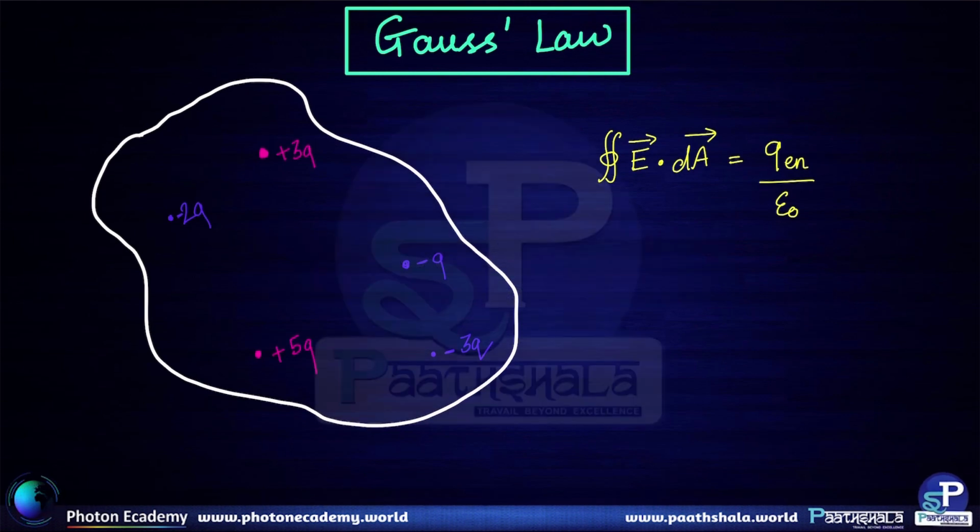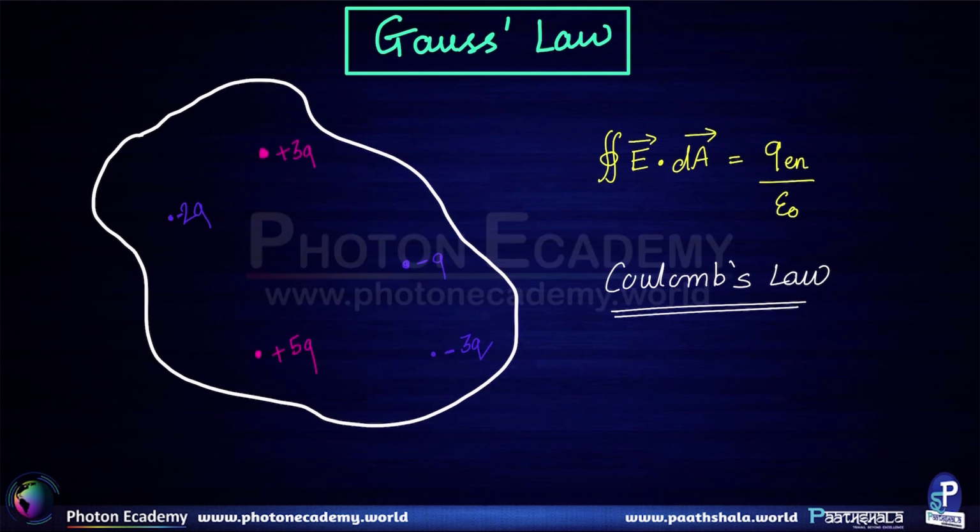Gauss's law is actually equivalent to Coulomb's law. But this equivalence may not be very clearly apparent at first glance. It may require some mathematical justification in order for us to intuitively understand the equivalence of Gauss's law with Coulomb's law.